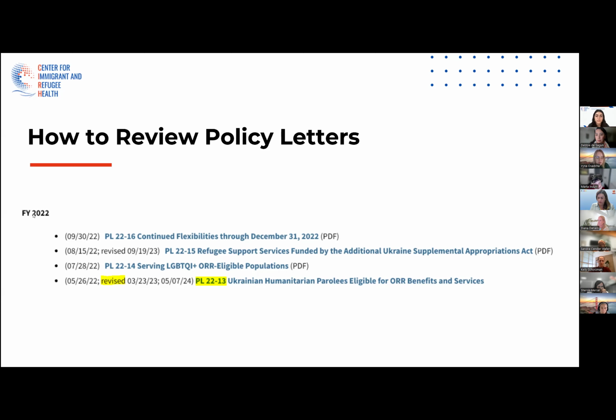For example, the majority of policy letters related to Ukrainian humanitarian parole were created in 2022, but some of them can have additional revisions, like in 2023 or 2024, depending on other supplemental programs which were created by ORR. So it also helps to navigate. And as you see, 22 means which year this was produced, and then the number of the policy letter in this fiscal year.